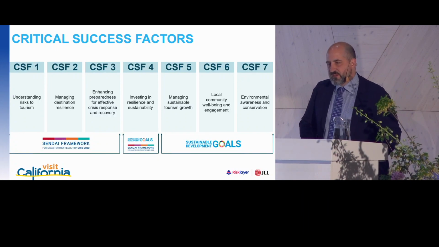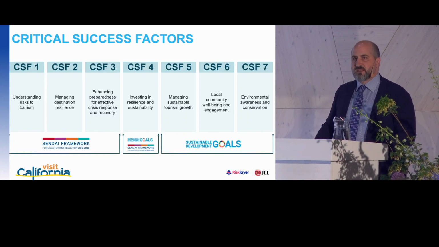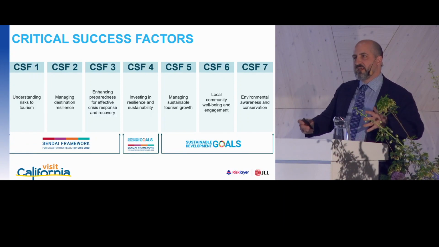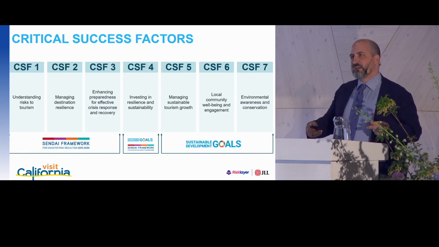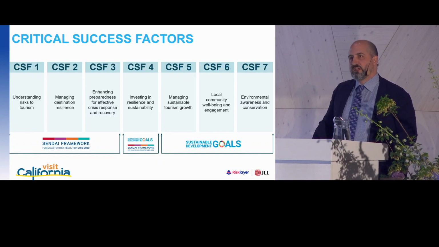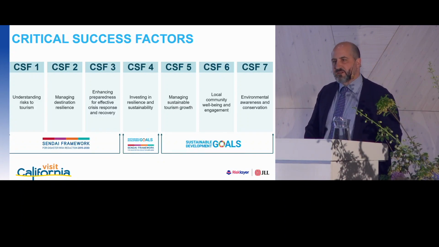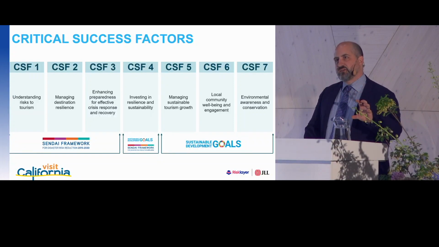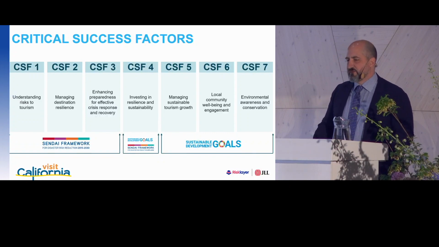So we came up with these 7 different critical success factors, and the first 3 are done bottom up from the stakeholder engagement process, but we're aligning these and connecting them to global indicators and tools. In this case, it's the Sendai framework for disaster risk reduction that focuses on resiliency as its core topic. So that's an area that we had to translate to the tourism context for California.